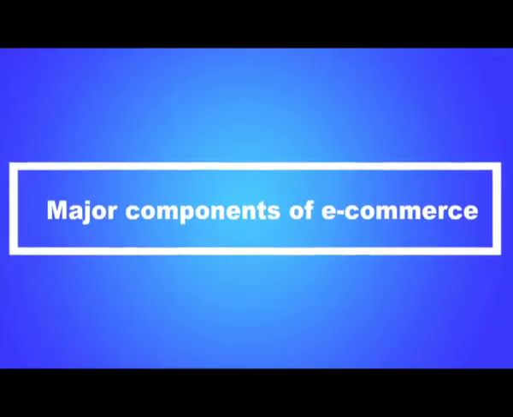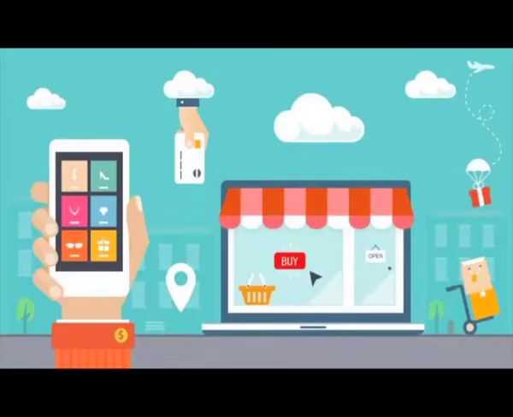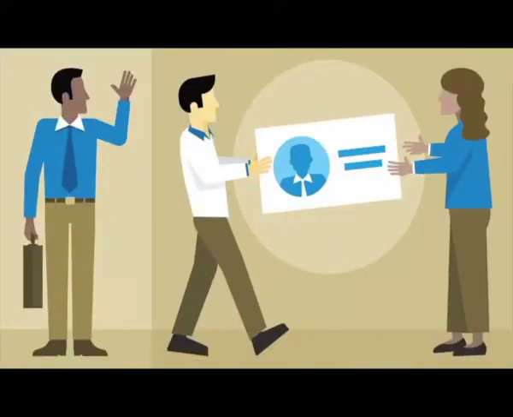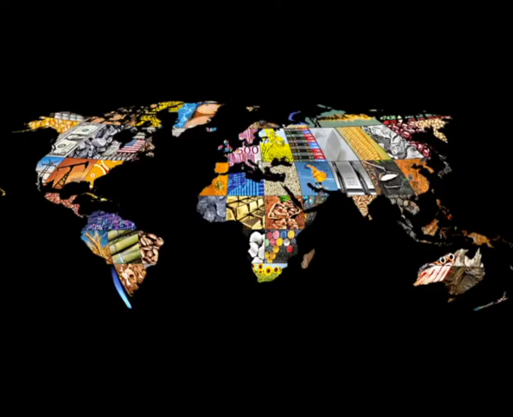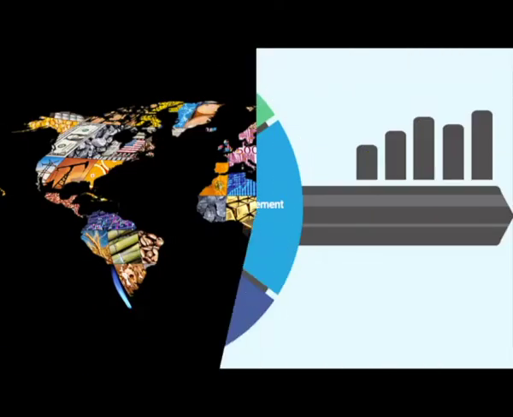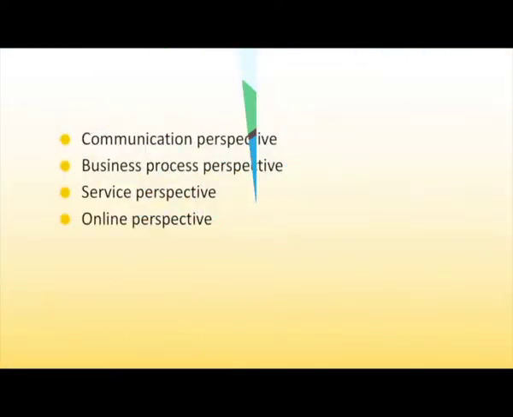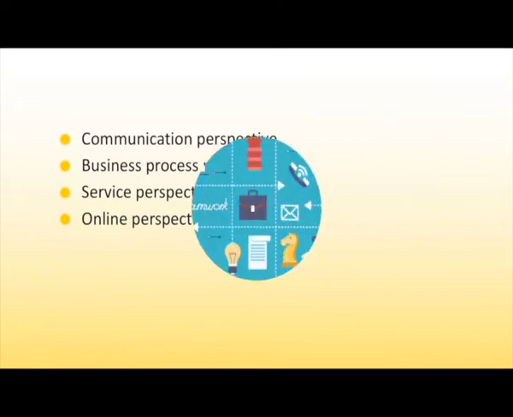The major components of e-commerce. E-commerce is an emerging area that encompasses processes directly and indirectly related to the buying, selling and trading of products, services and information via computer networks, including the internet. E-commerce can be defined from these four perspectives.